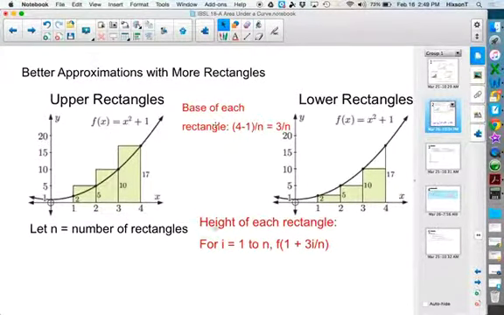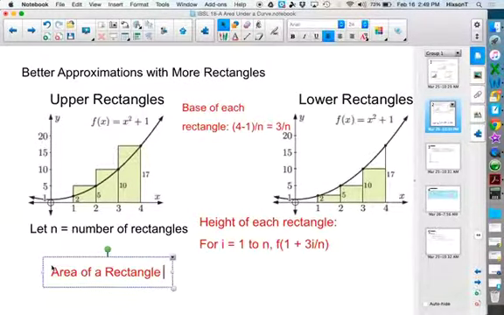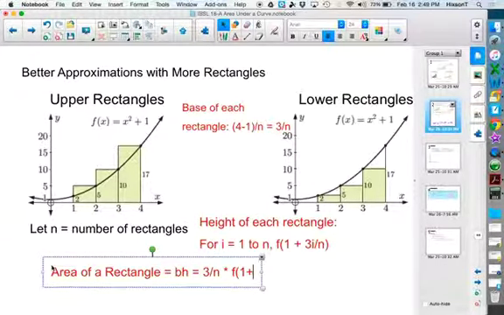So now, you guys know the area of a rectangle, right? The area of a rectangle, length times width, or since we're using base times height, just to make sure we know which one's sideways or which one's up and down. Okay? In this case, the base is 3 over n. We're going to multiply that by f of 1 plus 3i over n.